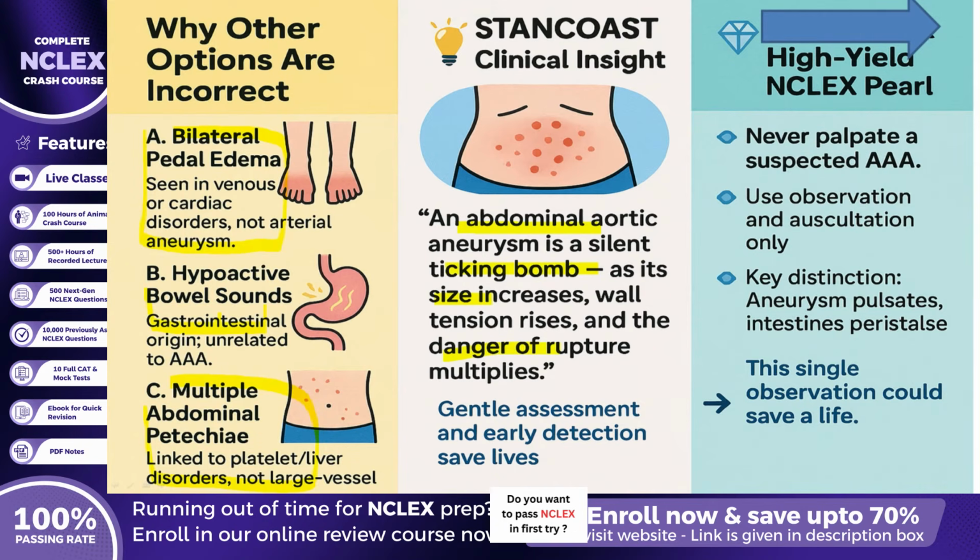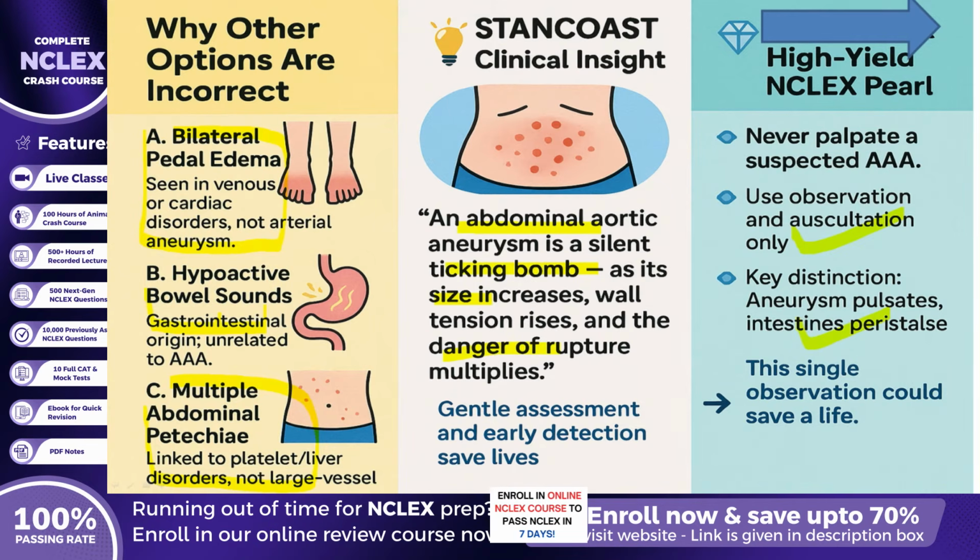Moving forward with a Stancoast High-Yield NCLEX-style, always remember, never palpate a suspected abdominal aneurysm. Instead, assess cautiously by observation and auscultation. The key differentiating sign is that an aneurysm pulsates rather than peristalsis, and this single observation could save a life.